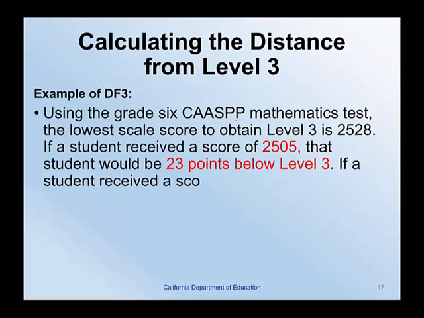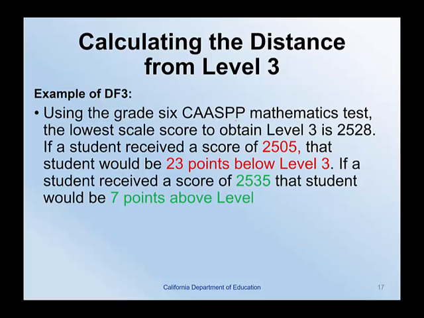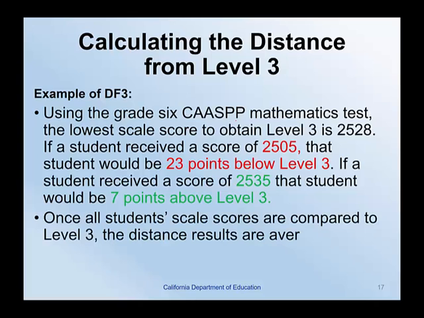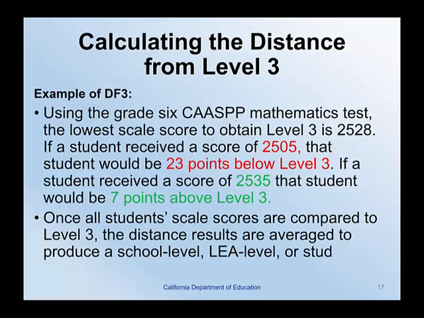If a student received a score of 25.35, that student would be 7 points above Level 3. And so with that kind of information, we have positive scores and negative scores, and we'd have to do that calculation for every student. Once all student scores are compared to Level 3, the distance difference is averaged to produce a school level, LEA level, or student group average score. A lot of information right there.